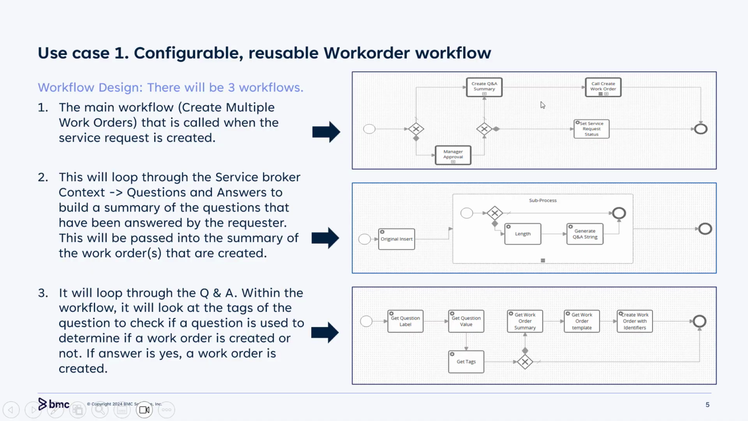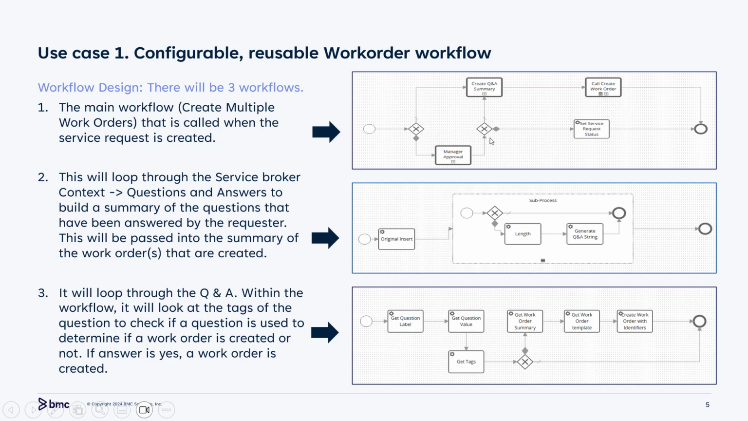In this scenario, we are going to have three workflows. The very first workflow is the main workflow that I have just shown you in the previous slide. It is going to have the manager approval, and then we will have the create question and answer summary, and then call create a work order. These are basically call activities, the processes we are going to call from this workflow.